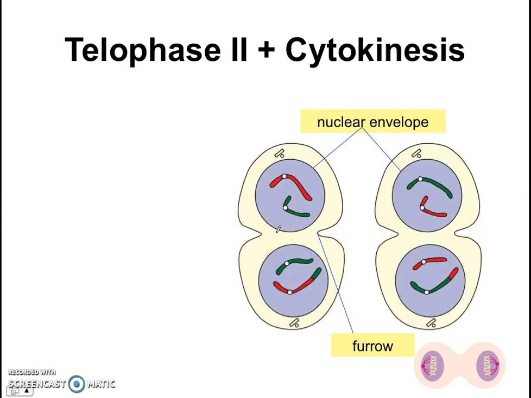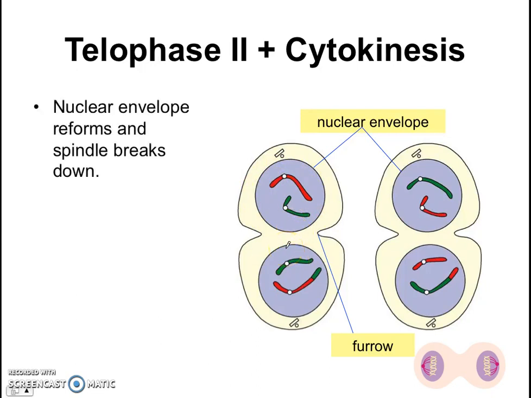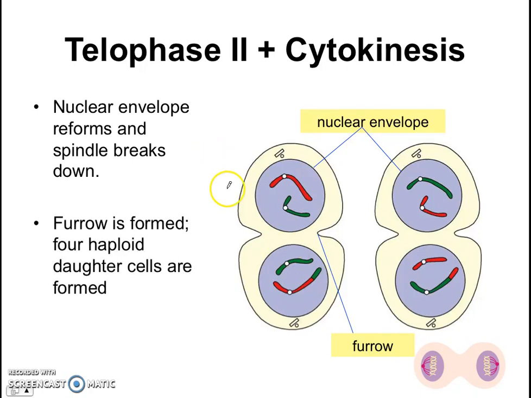Then finally, we have telophase II and cytokinesis. So you can see that in telophase II, right, the daughter chromosomes, the sister chromatids, have moved to opposite poles. Right, the nuclear envelope has reformed, the spindle has broken down, and then there will be a cleavage furrow formed, right? And each of the daughter cells will be divided into two. So we'll end up with 4 daughter cells. 4 haploid daughter cells are formed. Haploid because they only have 2 chromosomes each.